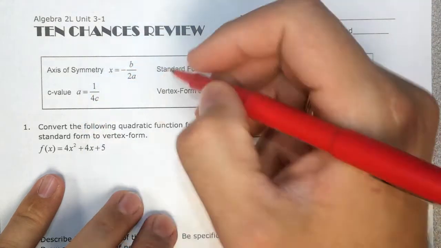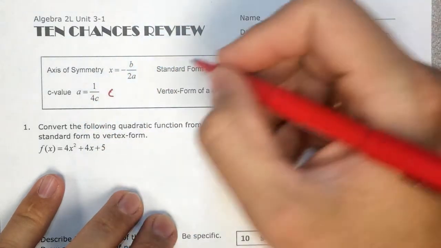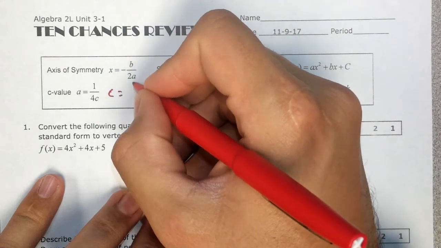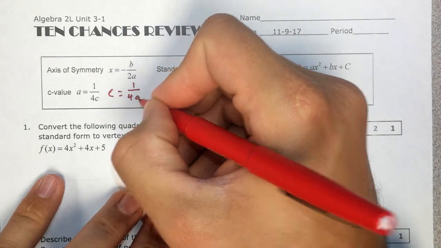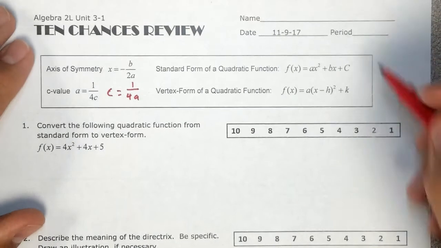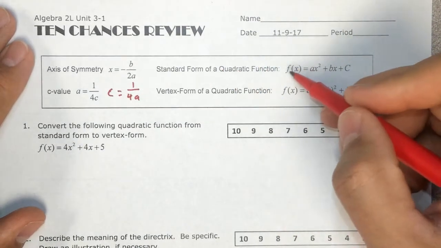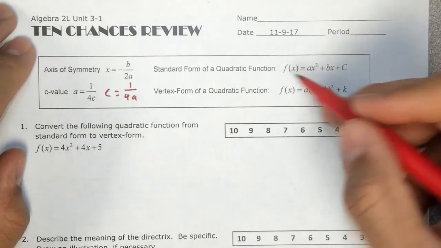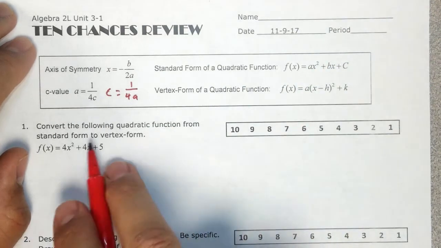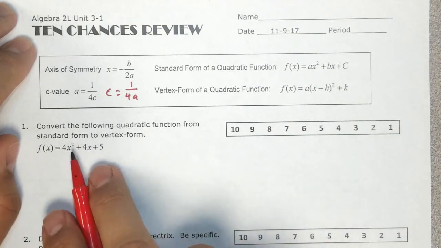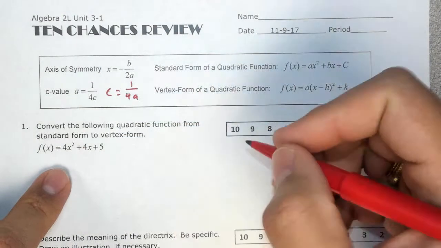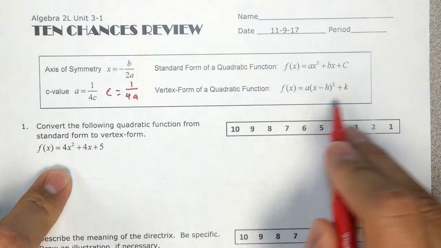I think we should probably add this one on here too. C is equal to 1 over 4a. And then also we have standard form and vertex form listed for us, so we can go back and look at it. It says convert the following quadratic function from standard to vertex form. Well, to go standard to vertex form, here's vertex.